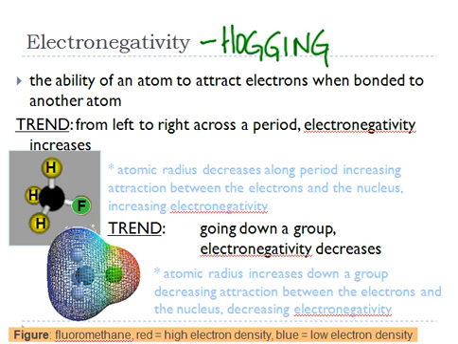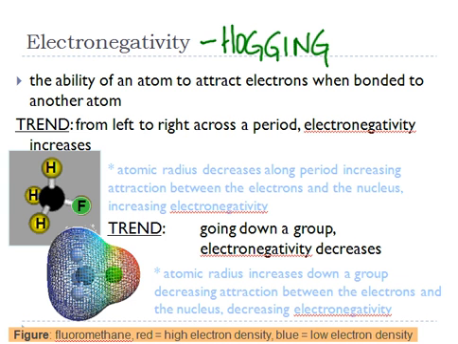So the trend is from left to right across the period, the electronegativity increases. So that means these elements are much better hoggers. That's because the atomic radius decreases along the period, increasing the attraction between the electrons and the nucleus, and therefore increasing electronegativity. Yikes! Lots of words in there. Let me show you this other trend. Going down a group, electronegativity decreases, and then I'll explain it a little bit more, and then we're done.